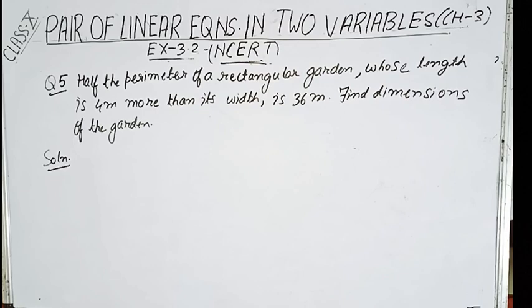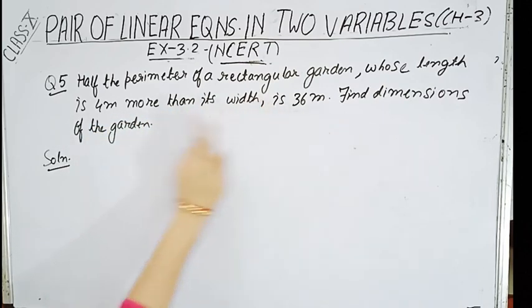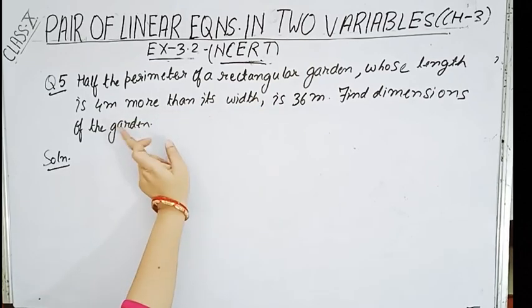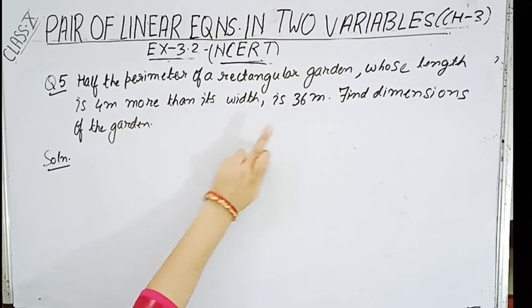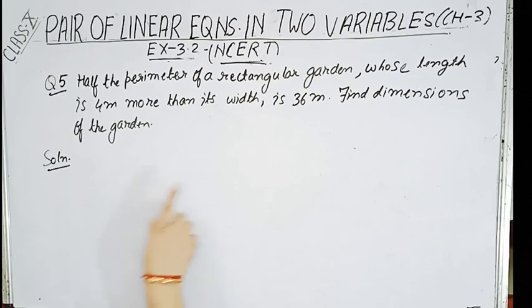Question number 5 says that half the perimeter of a rectangular garden whose length is 4 meters more than its width is 36 meters. Find the dimensions of the garden. So we have to find the length and the breadth of the garden. So let us start. Half the perimeter of the rectangular garden is 36 meters.